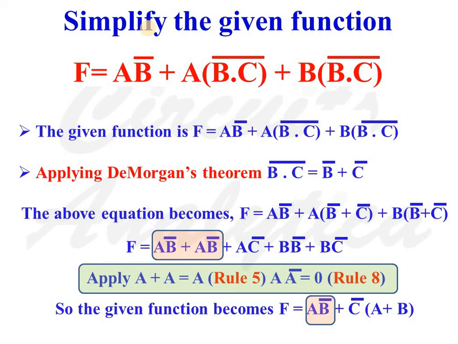Opening the brackets, we will get F is equal to A B bar plus A B bar plus A C bar plus B B bar plus B C bar. According to rule number 5, A plus A is equal to A, and B B bar is equal to 0. So the given function becomes F is equal to A B bar plus C bar into (A plus B).